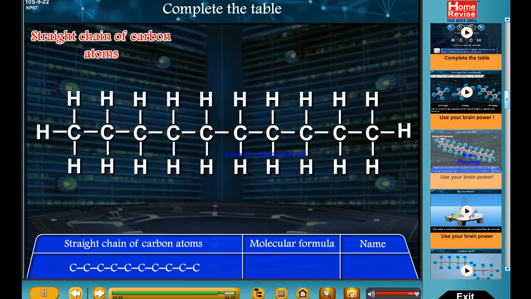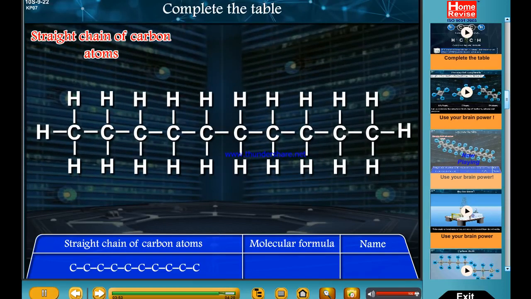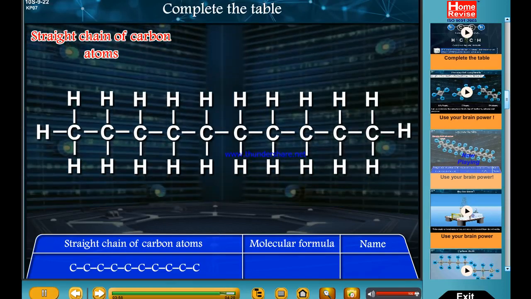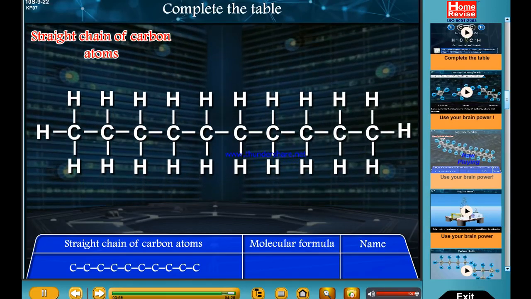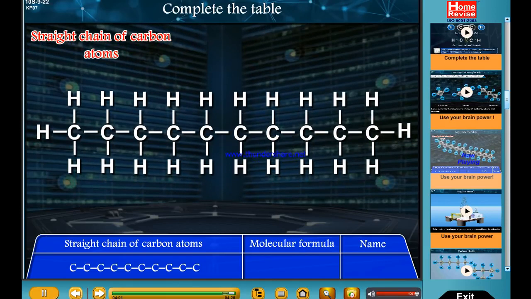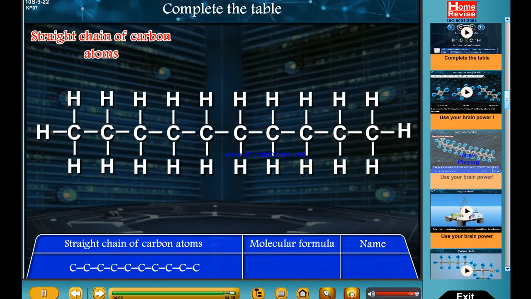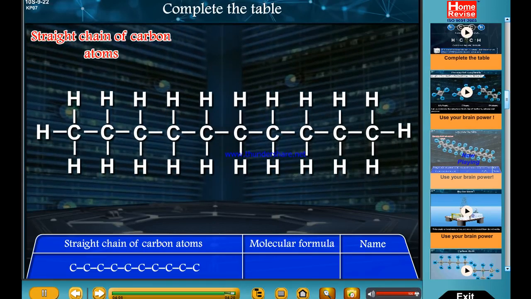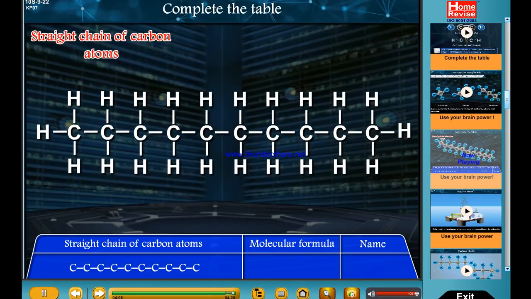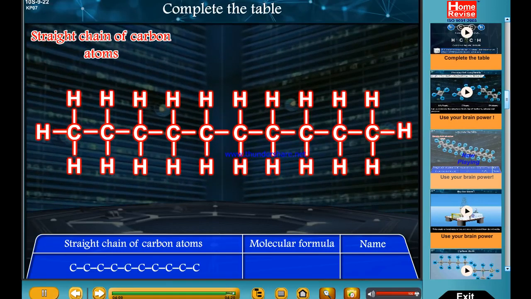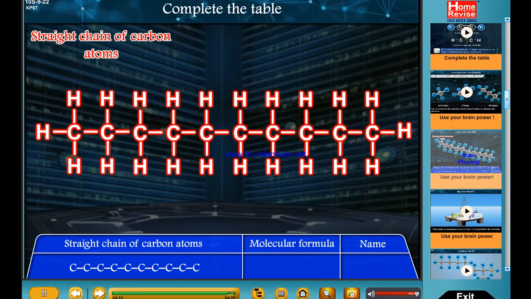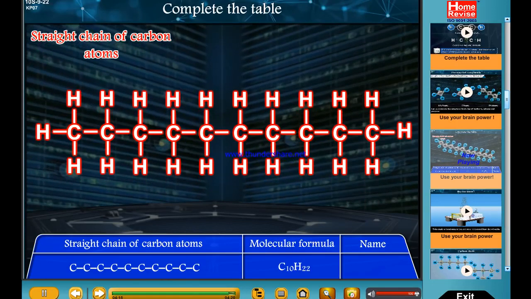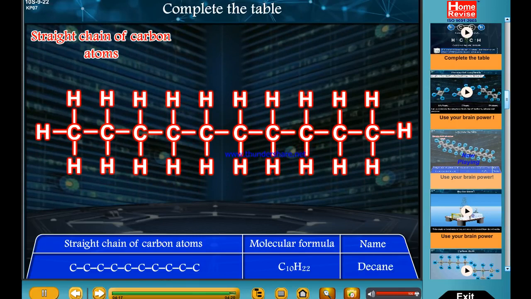Straight chain of carbon atoms is C, single bond C, single bond C, single bond C, single bond C, single bond C, single bond C, single bond C, single bond C, single bond C. This is the structural formula. Molecular formula is C10H22. Name is decane.